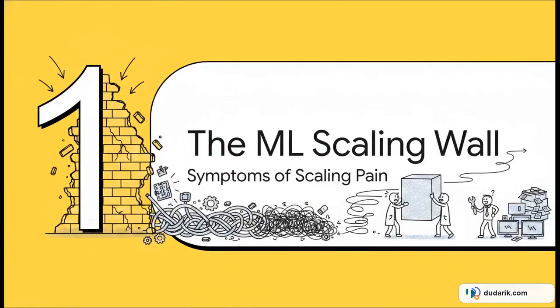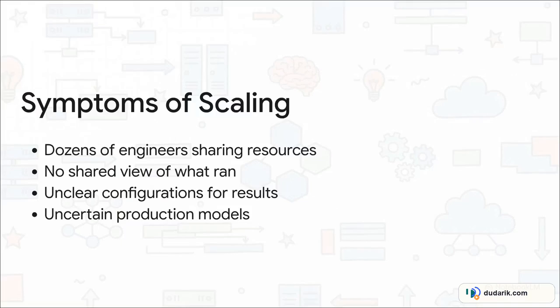All right, part 1, the ML scaling wall. I genuinely empathize with the data scientists and DevOps pros hitting this wall, mainly because it totally sneaks up on you. You've got dozens of engineers running hundreds of experiments, and without a central tracking system, you lose any shared view of what actually ran. It becomes incredibly unclear which specific configuration produced which result. And the most dangerous symptom of all? Total, complete uncertainty around which model version is actually sitting out there in production. When you lack centralized tracking, lost configs and unreproducible results aren't just a risk, they are an absolute guarantee.